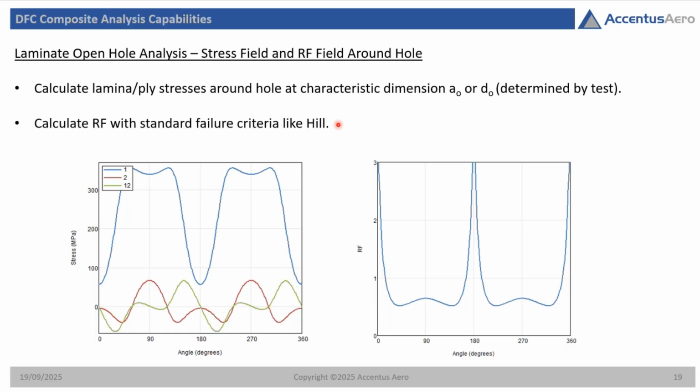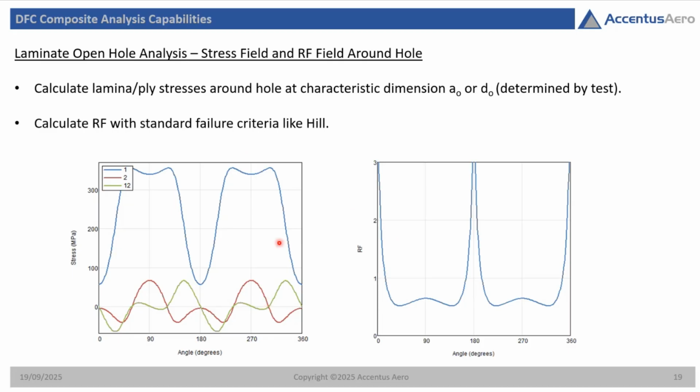And then you employ the basic formulas, and you calculate the stress state around the hole at various angles, basically from 0 to 360 degrees. At each angle you get a set of stresses, your sigma 1, sigma 2, sigma 1,2 at a specific angle. And then you use those stresses with the standard failure criteria like Hill, and you can calculate an RF.